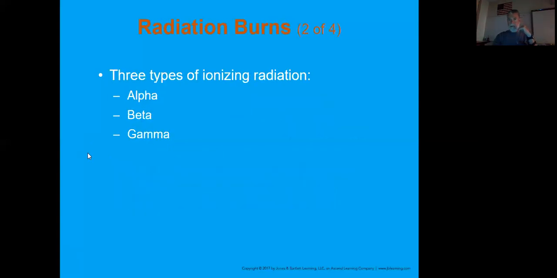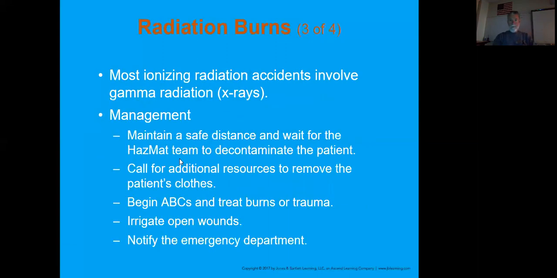We need Geiger counters. We need to see how much of this is and what it actually is. There are three types of ionizing radiation, the alpha, beta, and gamma rays, that we're concerned with.